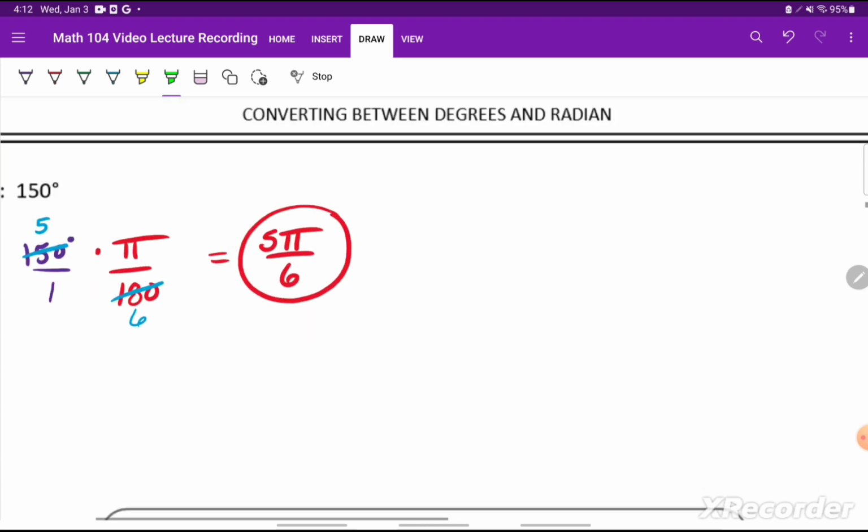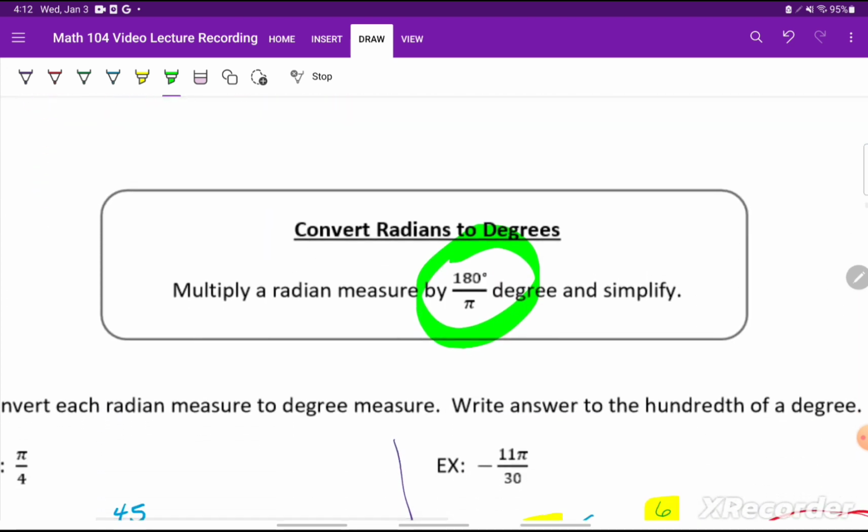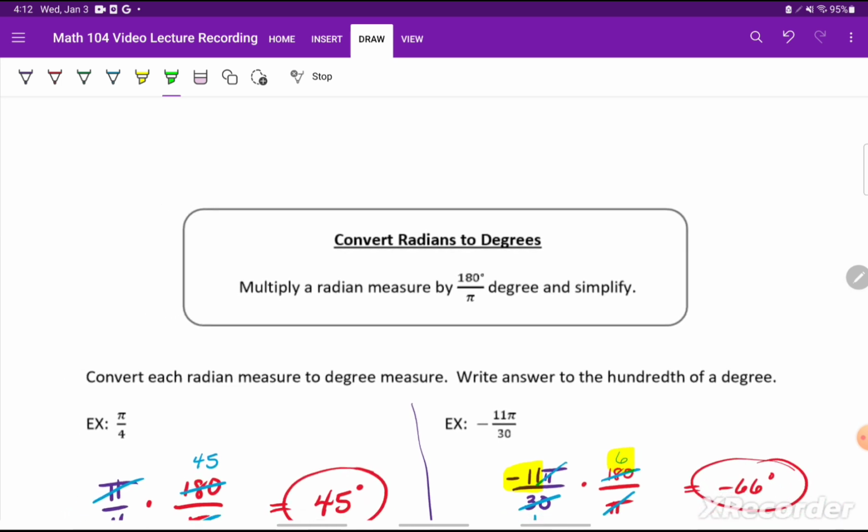And degrees typically do not have a pi in them. So to get rid of that pi in the numerator, I need to be dividing by a pi in the denominator. So that's just what I do to try to help myself remember which is which. But this is definitely something you're going to want to practice. We're going to be converting between radians and degrees throughout the rest of your math courses.